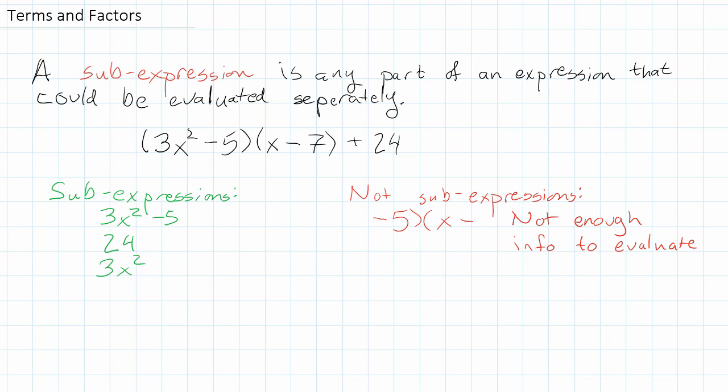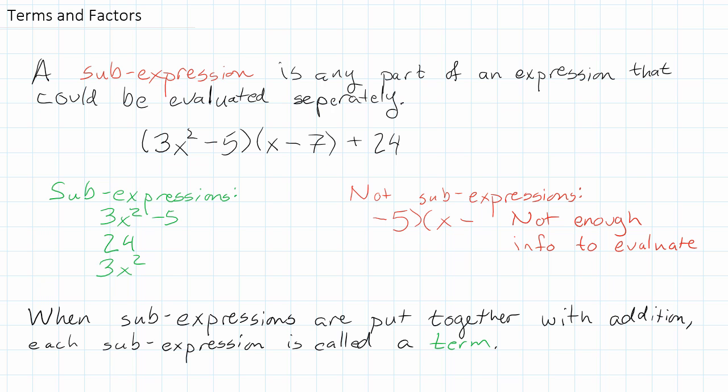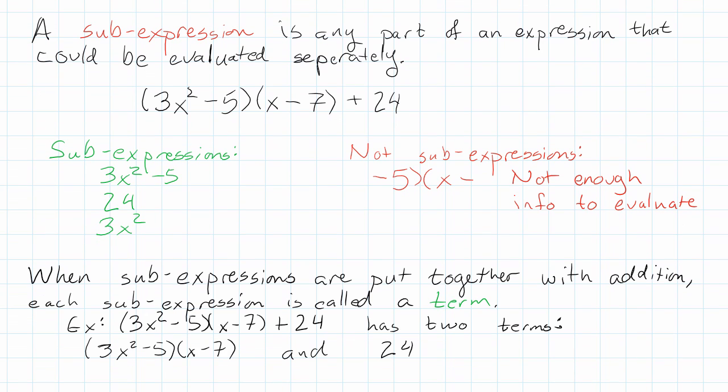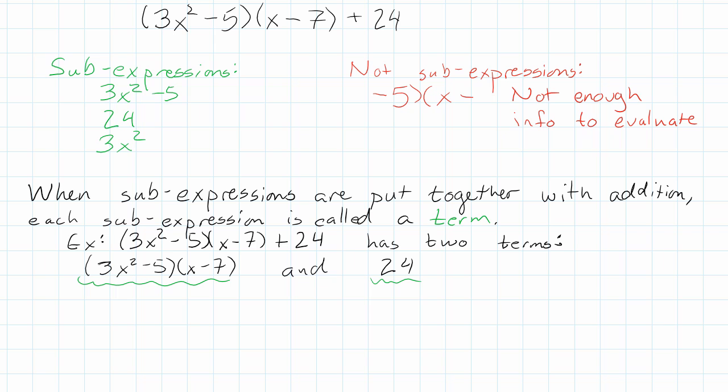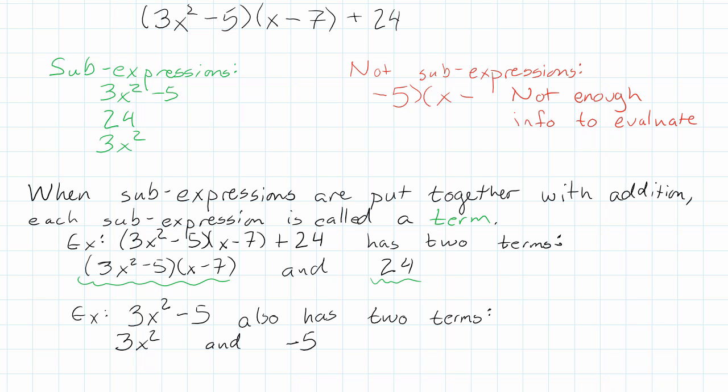There are two different ways that sub-expressions can be put together. They can be put together with multiplication or with addition. When the sub-expressions are put together with addition, each sub-expression is called a term. So, for example, the large expression we saw above has two terms. The first one, which is very complicated, and the second one, which is 24. If we look at just the 3x squared minus 5, this also has two terms, 3x squared and negative 5.